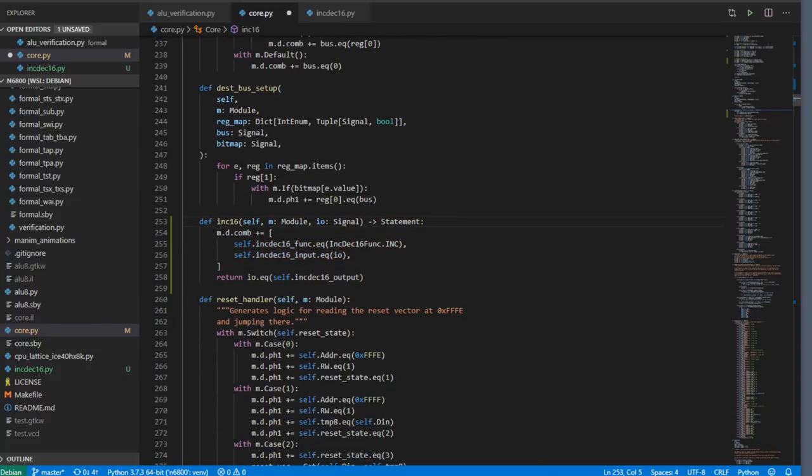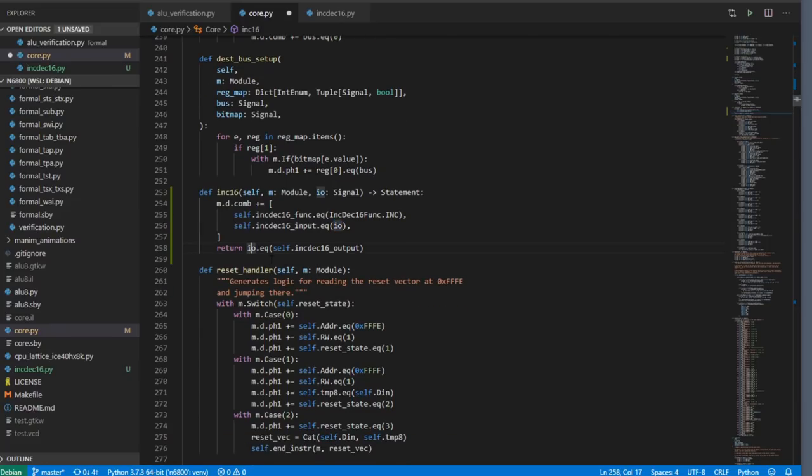So if we go to there, we can see that this is what I've done. I just take in the signal and I give out a statement, and combinatorically I set up the function to be increment, I set up the input to be whatever you told it to be. And then the statement that I return is just that the IO is equal to the output. And of course, you could do that combinatorically, or you could do that on phase one. It's whatever you want to do.